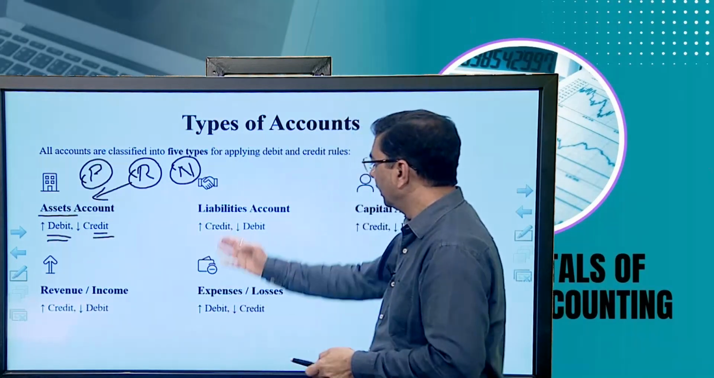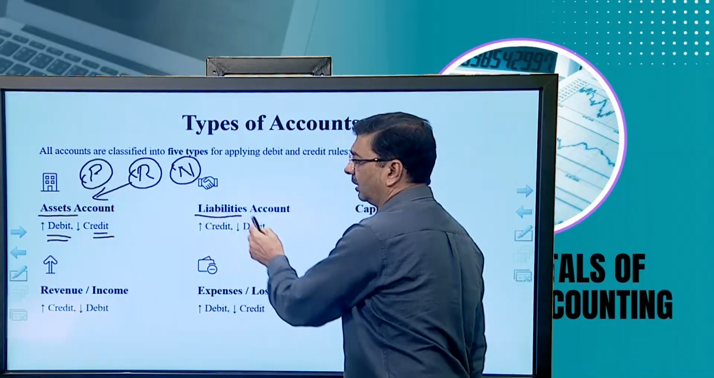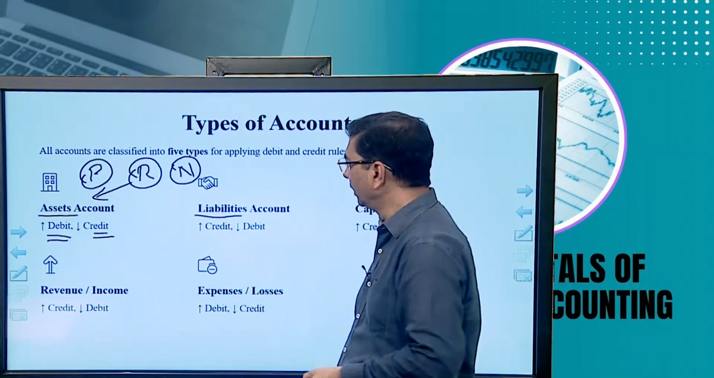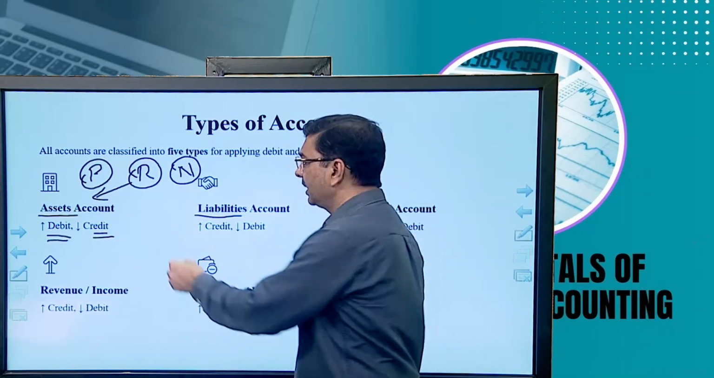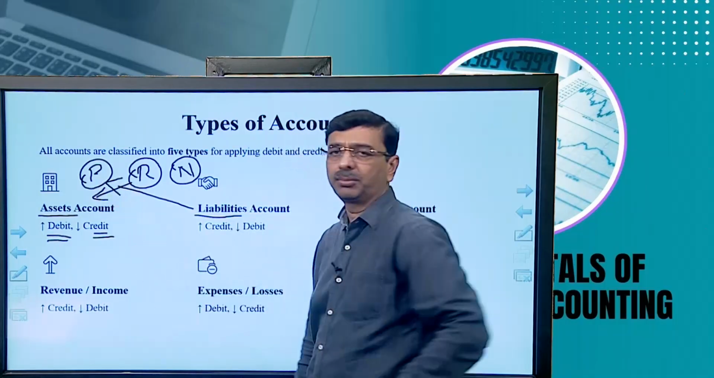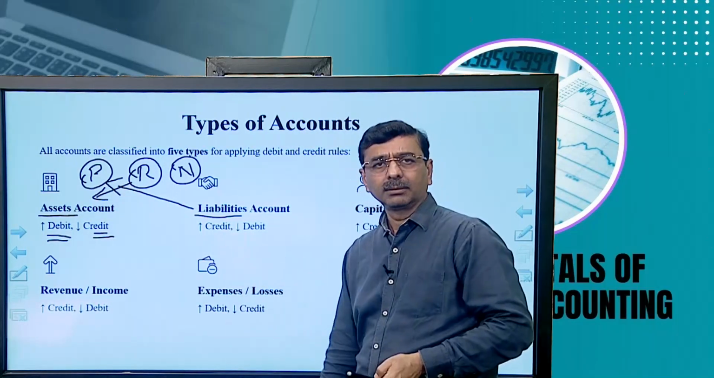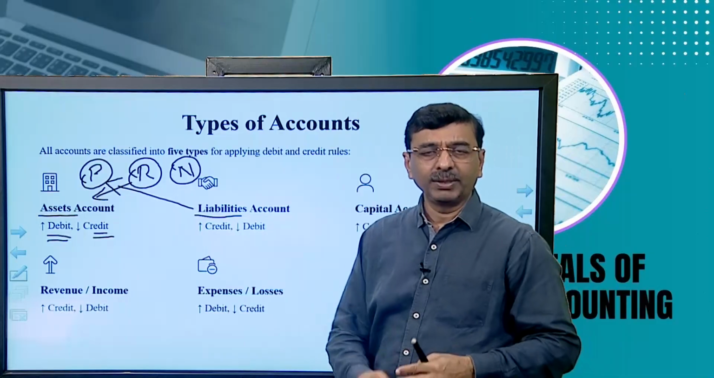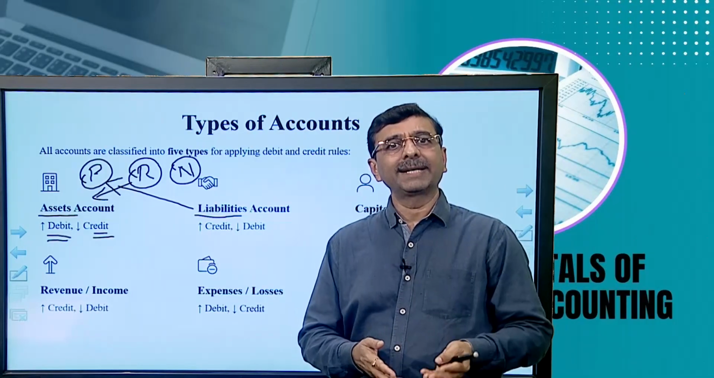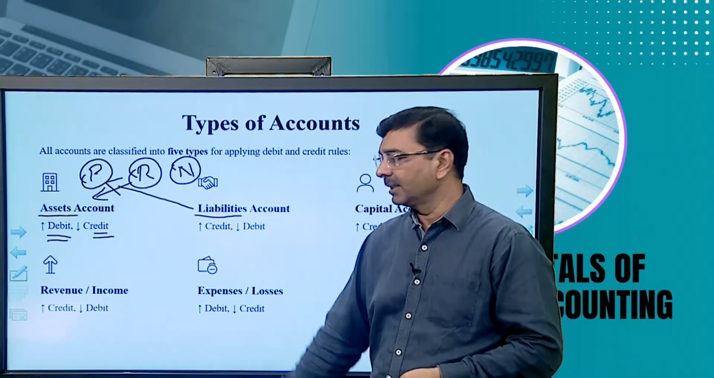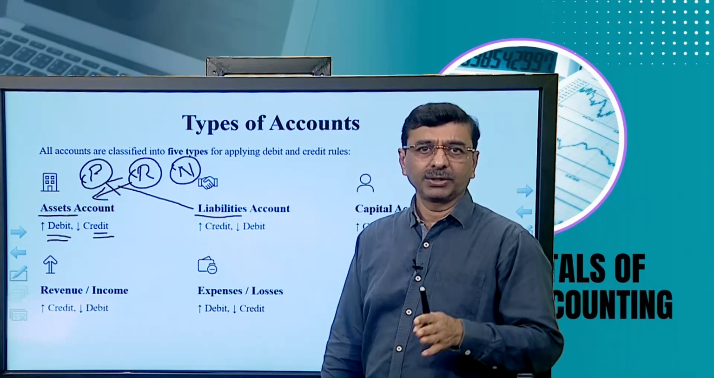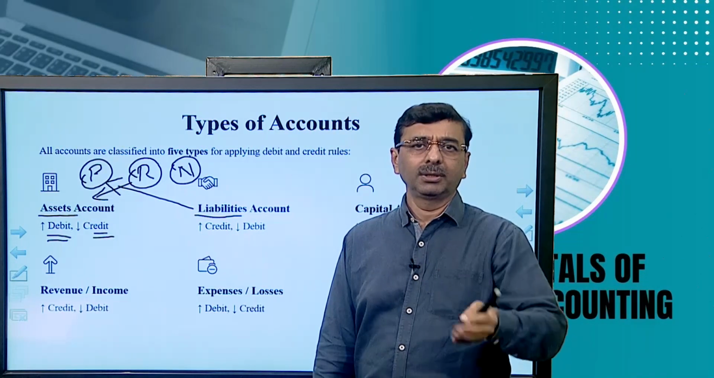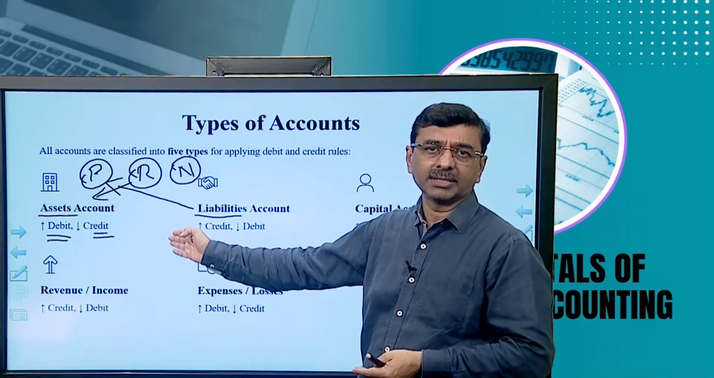The other one is the liability account. If it is a personal liability, it is reflected in a personal account. Credit means the giver. When they are the giver, that means credit. When the liability is increasing, it's considered credit. So the person who is the giver, the liability is increasing, so it's considered credit.